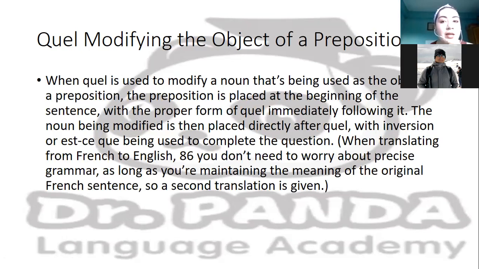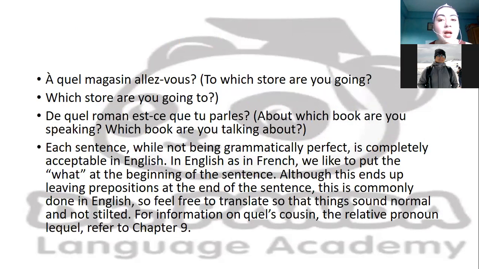And then quel modifying the object of a preposition. When quel is used to modify a noun that's been used as the object of a preposition, the preposition is placed at the beginning of the sentence with the proper form of quel immediately following it. The noun being modified is then placed directly after quel with inversion or est-ce que being used to complete the question. So for example, to which store are you going? À quel magasin allez-vous?